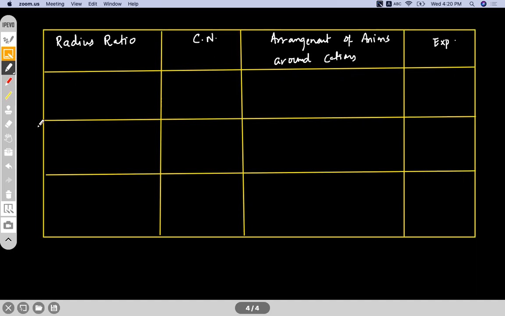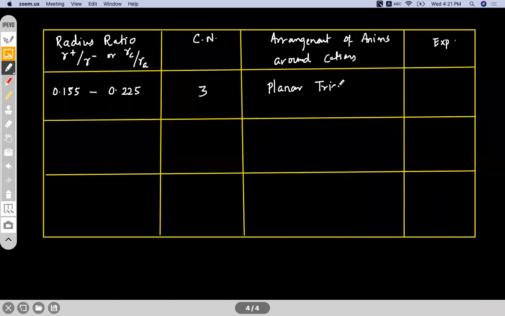The radius ratio is 0.155 to 0.225. Radius ratio means the radius of the cation divided by the radius of the anion, which we can also write as RC, C stands for cation, RA, A stands for anion. If this falls in this range, then the coordination number is 3 and the arrangement of anions around the cations is triangular, which we also call planar triangular. And we get a triangular void here. B2O3 is an example. The example is not important in this.